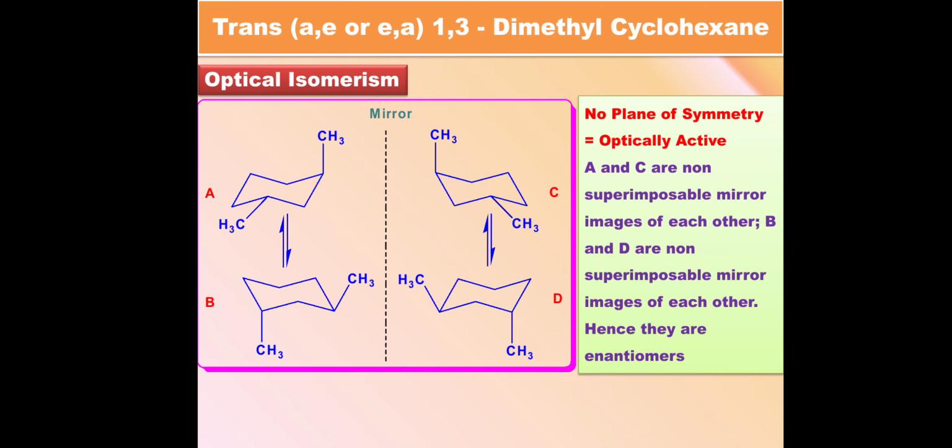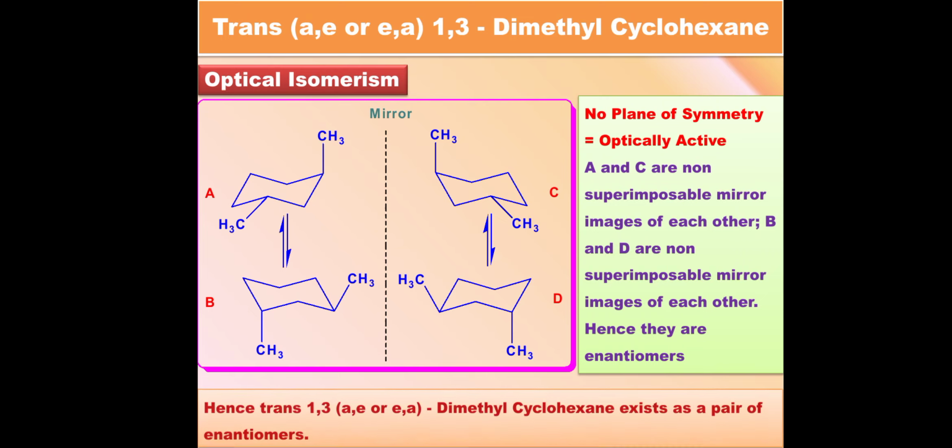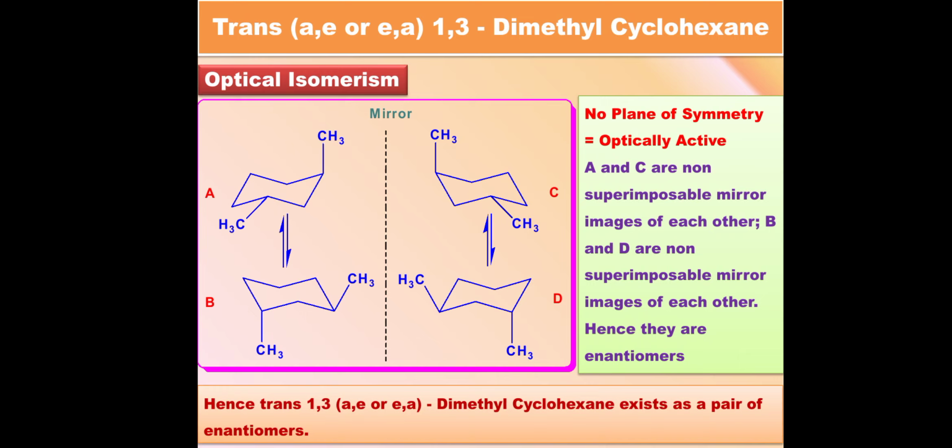If you write the mirror images of A and B, we get C and D, and A and C are non-superimposable mirror images of each other. Also, B and D are non-superimposable mirror images of each other, and therefore they exist as a pair of enantiomers. So trans axial equatorial or equatorial axial 1,3 dimethyl cyclohexane exists as a pair of enantiomers.